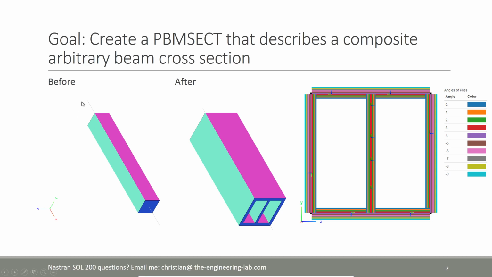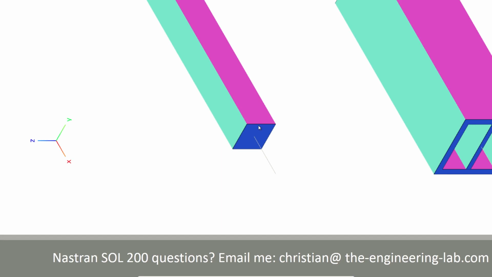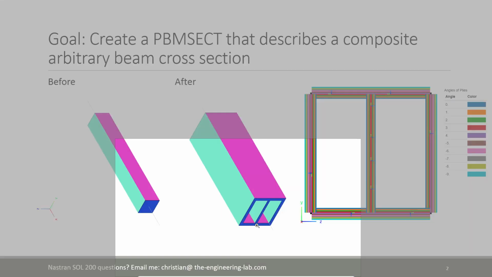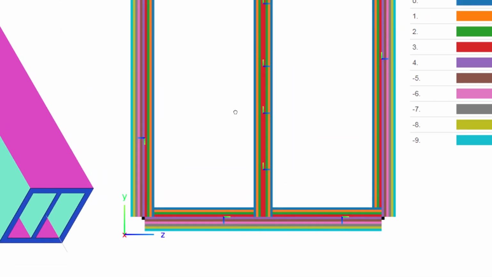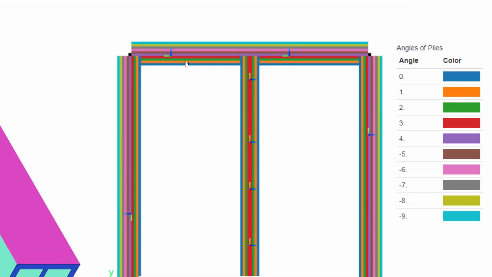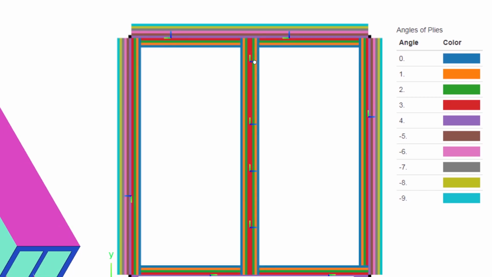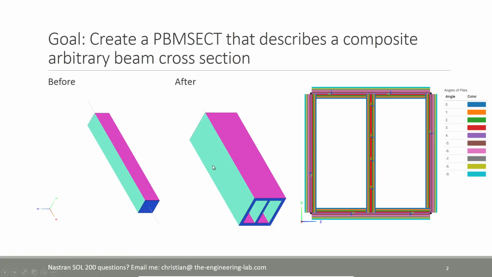We want to take this existing beam element that is composed of the traditional isotropic material. If you look at the cross-section, this is a regular box cross-section, if you will. We want to create a new arbitrary beam cross-section, but we want to use some existing PCOMP entries to define the walls of this cross-section. So by the end of this tutorial, this is pretty much what we're going to build. Again, we are going to use MSC Nastran's PBMSECT entry to define this composite beam cross-section.